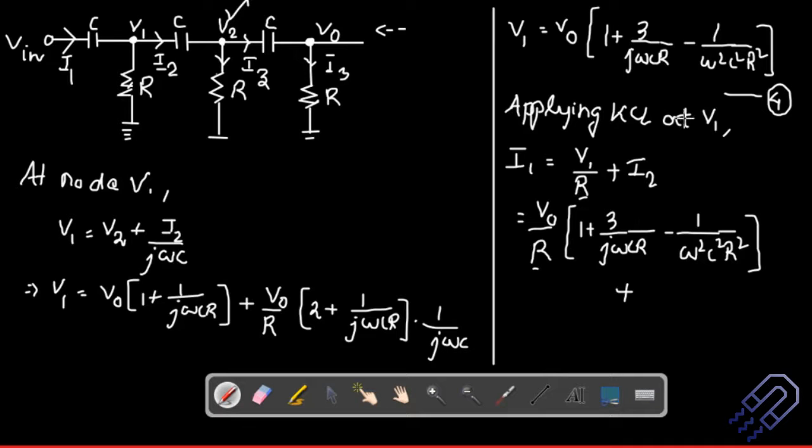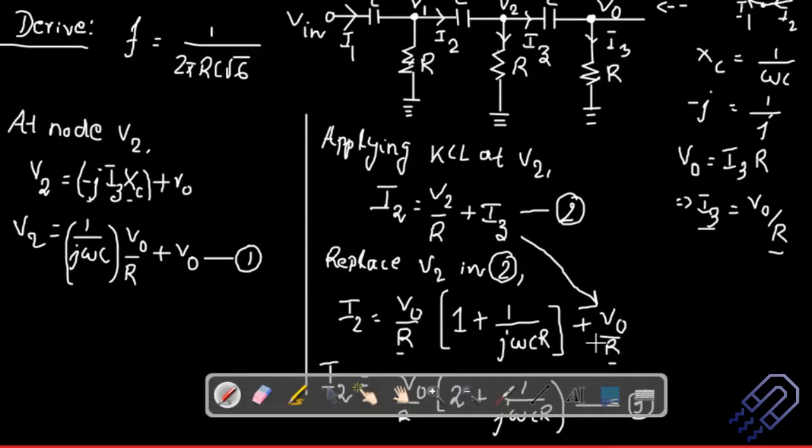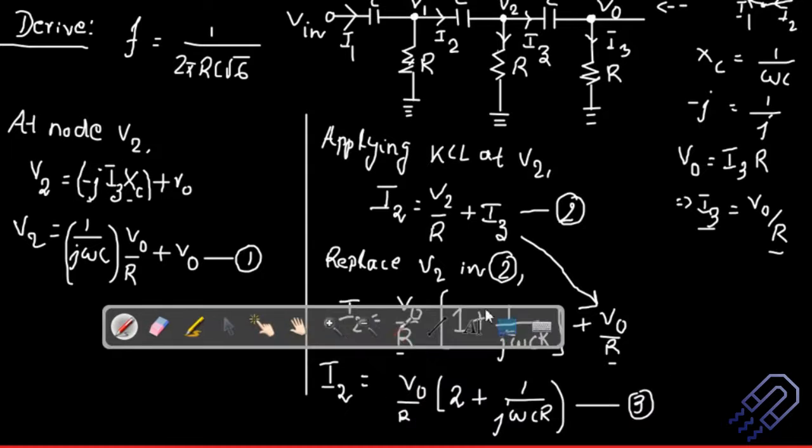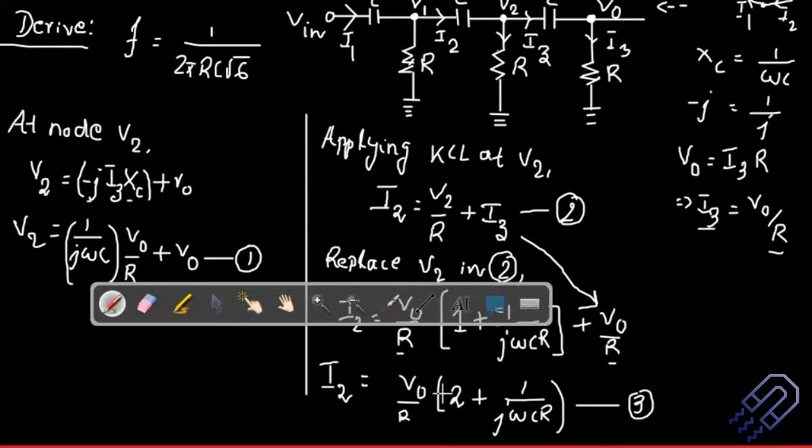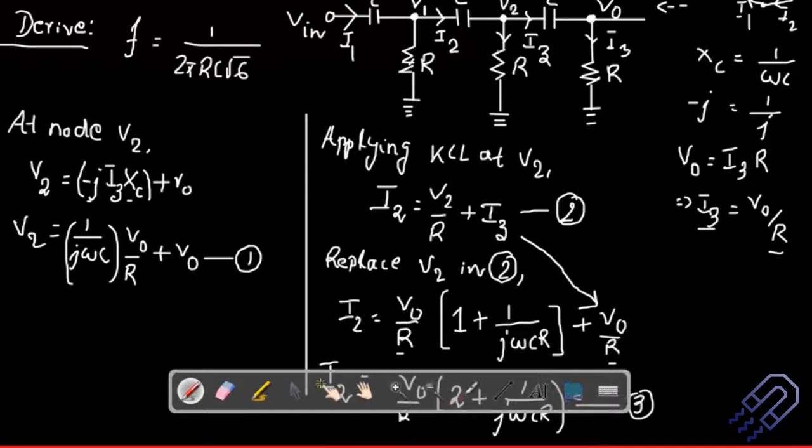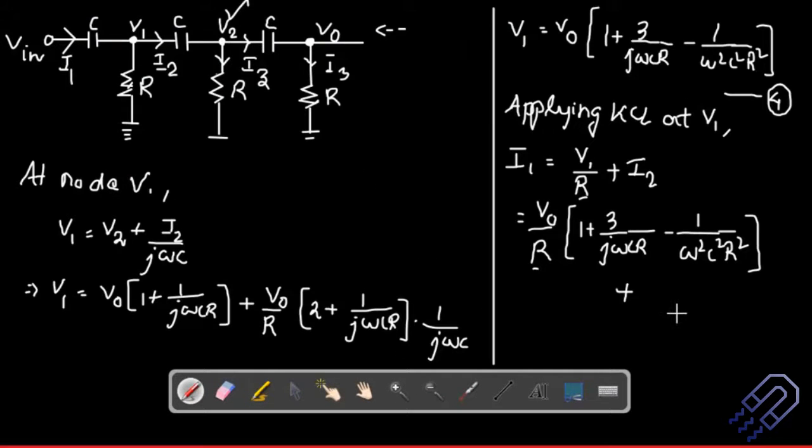So what was our I2? Everything follows a sequence here. If you just remember this, I2 was this, so we're going to replace it. Plus I2, and I2 is V0 divided by R, and 2 plus 1 divided by j omega C. That's my answer. Done.